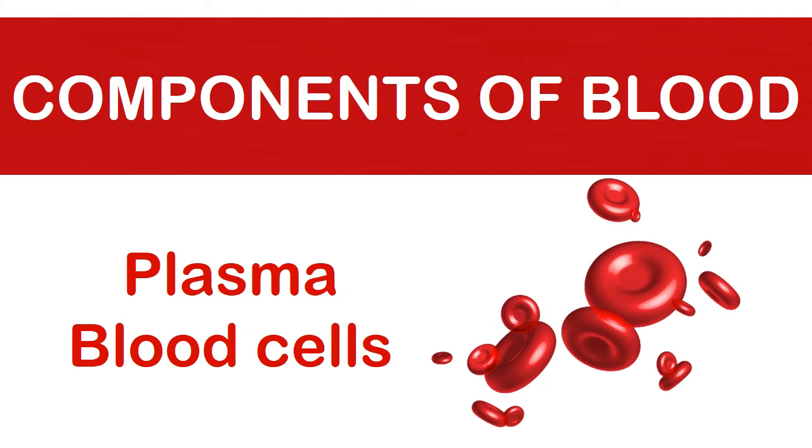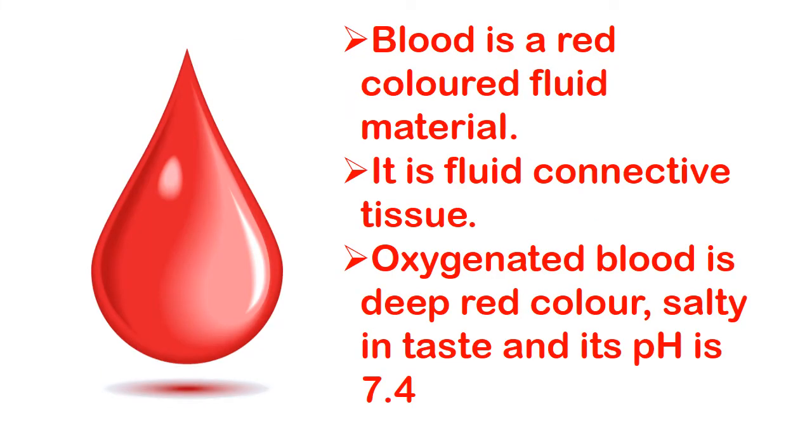So let's begin. Blood is a red colored fluid material. It is fluid connective tissue. Fluid connective tissue means it transports fluids, nutrients, waste and other chemical messengers throughout the body. The oxygenated blood is deep red colored, salty in taste and its pH is 7.4.